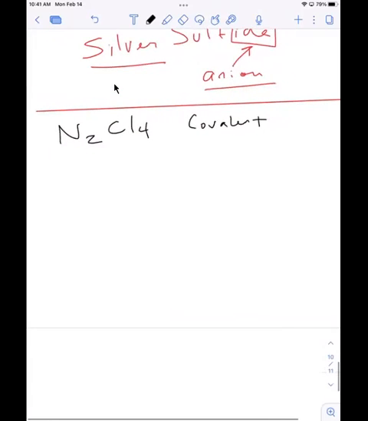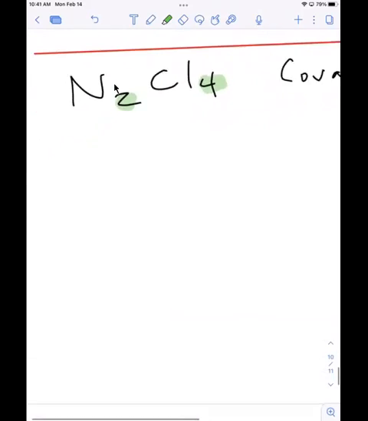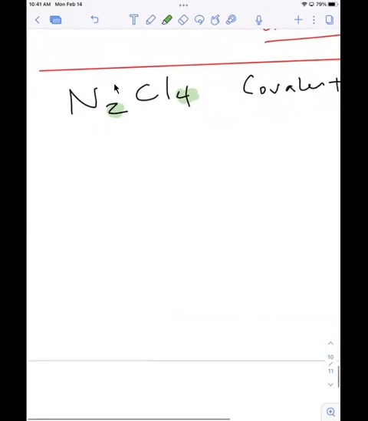All right. Now let's name it, and then we're going to talk about the structure. So we have 2 nitrogens and 4 chlorines. With a covalent compound like this, you're going to use prefixes to indicate how many of each atom is present. So since there are 2 nitrogens, what's the prefix for 2? We just used it.